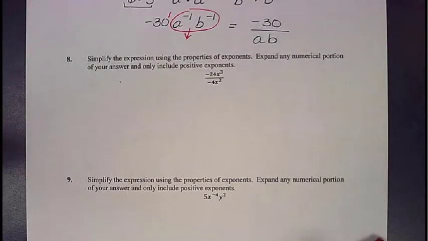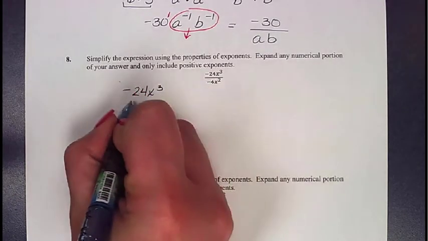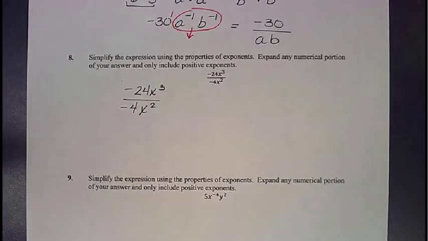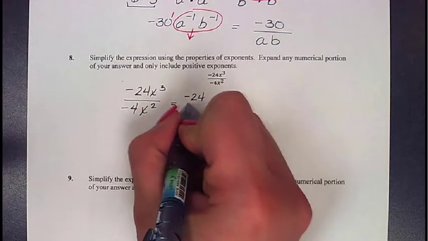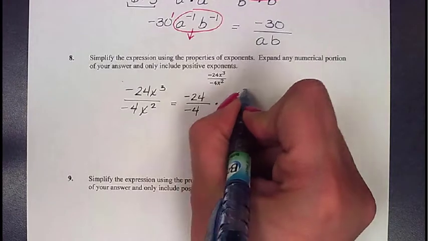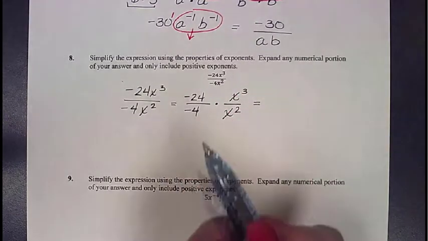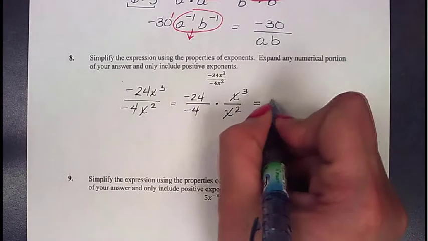Okay, so for our next example, we're looking at negative 24 x to the third over negative 4 x squared. And what we're going to do is very similar to what we did on the previous one. We're actually going to break this up and we're going to look at two different divisions. We're going to look at negative 24 divided by negative 4, and we're going to look at that times x to the third divided by x squared. Okay, so we look at our division of our numbers first, and we're saying, okay, well, negative 24 divided by negative 4 is going to give us a positive 6.